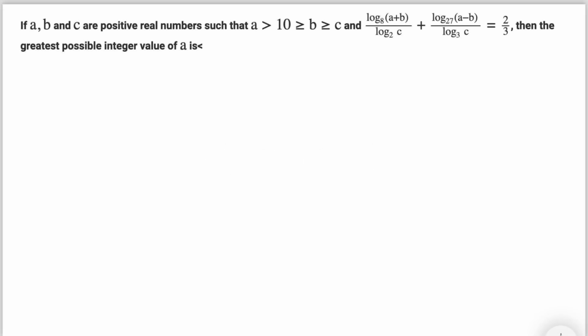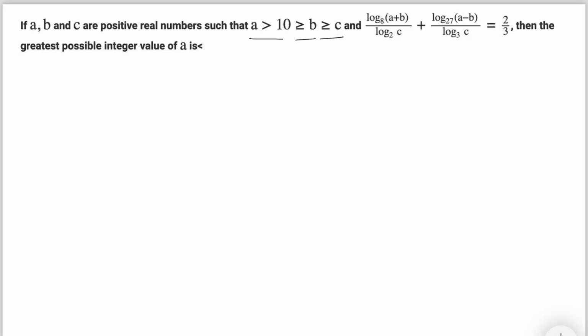So let's go on to the next question now. It is based on logarithms or logs. If A, B, C are positive real numbers such that A is greater than 10, which is greater than or equal to B, which is greater than or equal to C, and log of A plus B to the base 8 upon log C to the base 2 plus log of A minus B to the base 27 upon log C to the base 3 is 2/3, then the greatest possible integer value of A is.